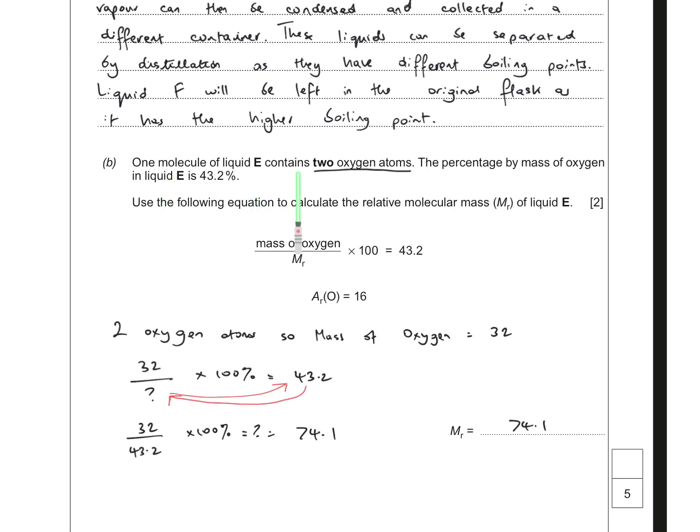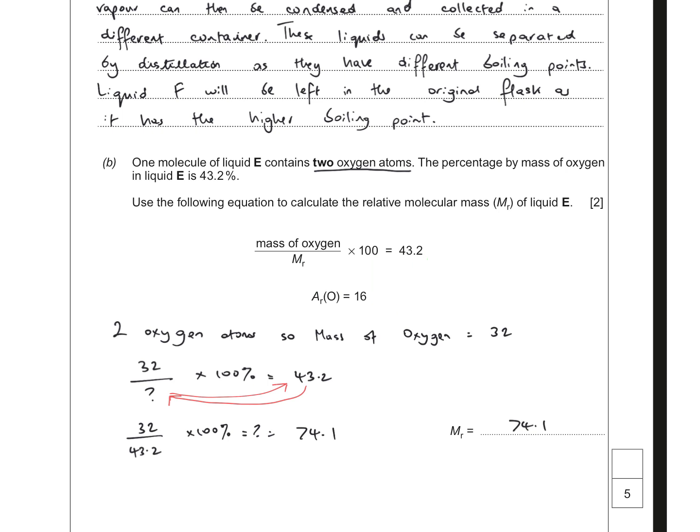One molecule of liquid E contains 2 oxygen atoms. The percentage by mass of oxygen in liquid E is 43.2%. Use the following equation to calculate the relative molecular mass MR of liquid E. I'm going to do that using this equation.